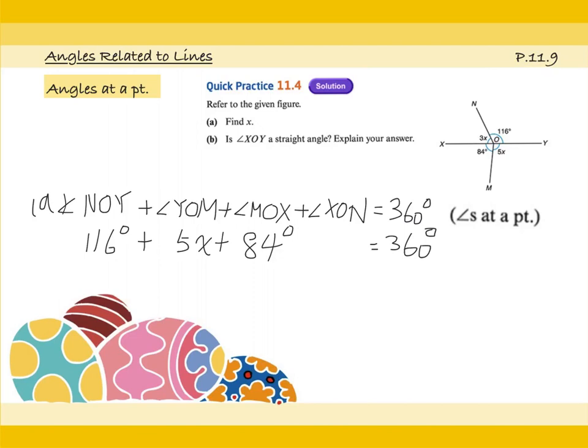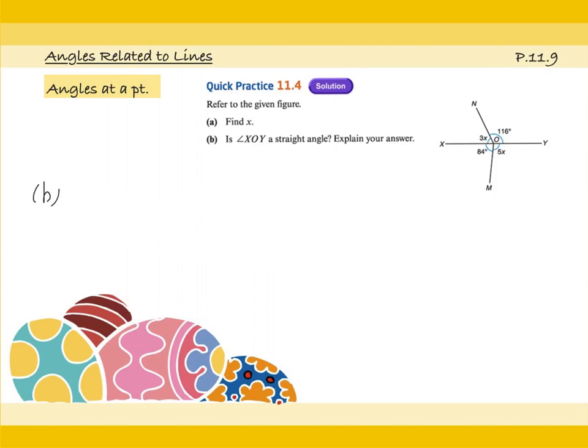Like this, you get 3x for this one. And then for the next step, add up all the x. That means you get 8x on the left, 160 degrees on the right. Then divide by 8 on both sides, and you will get x equals 20 degrees. Let's move on to part B.